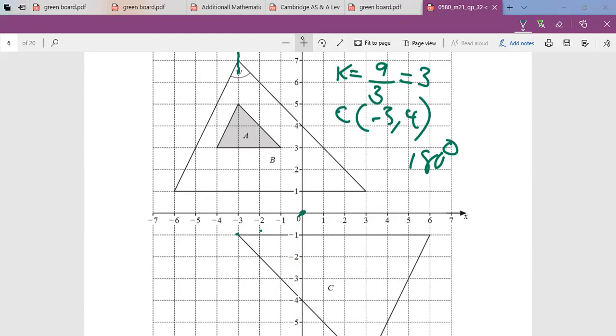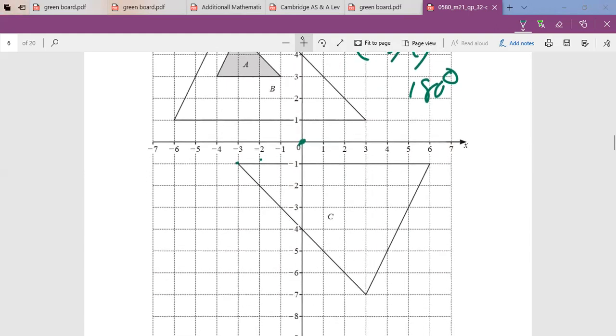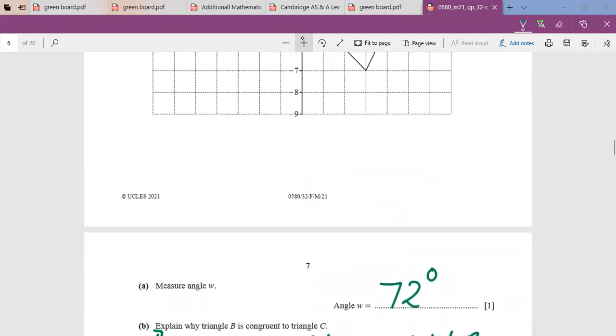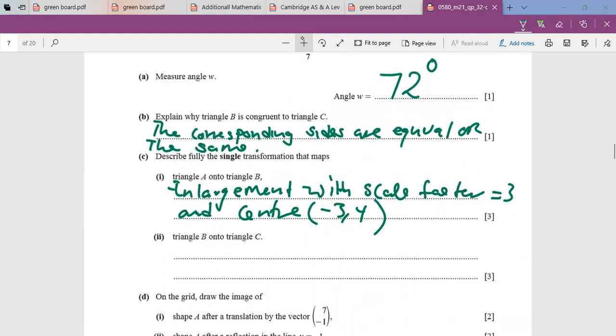So meaning that our center is the origin. So we are saying this is a rotation of 180 degrees at 0,0 as our center.